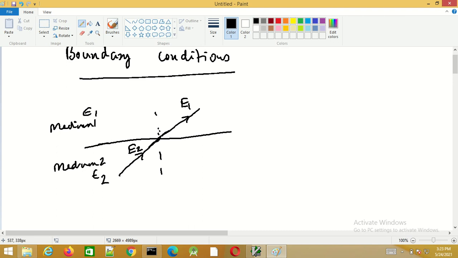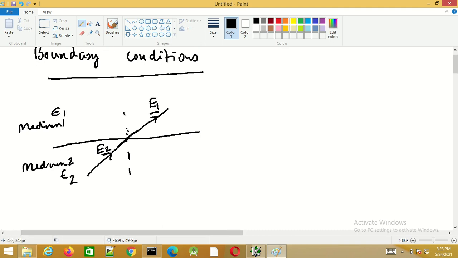So we are interested in finding out the relationship between the fields at the interface between the two media. But here we cannot directly obtain the relationship between E1 and E2. So we will resolve this field into tangential components and normal components. Here E1t is the tangential component of electric field E1 in medium 1 at the boundary. Similarly, E1n is the normal component of the electric field E1 at the boundary.